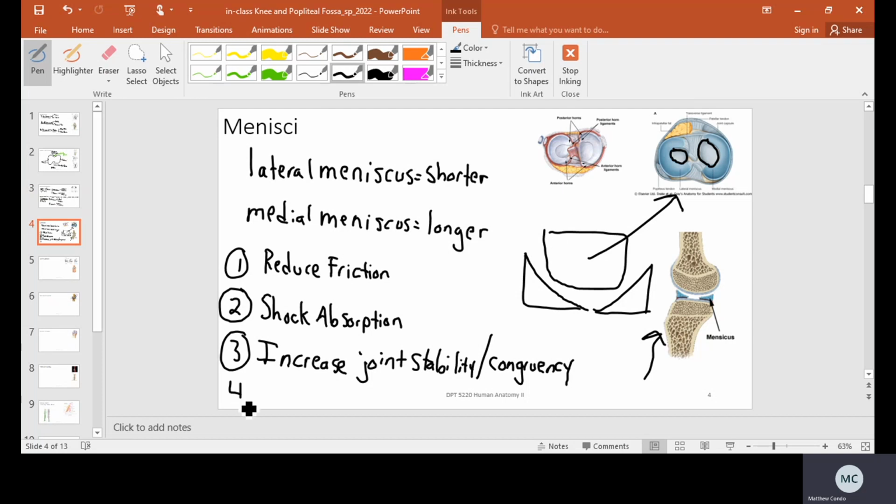Here's the other thing. This is the fourth thing my meniscus is going to do. And this is going to relate back all the way to point number 1 here. It is going to lubricate this joint.